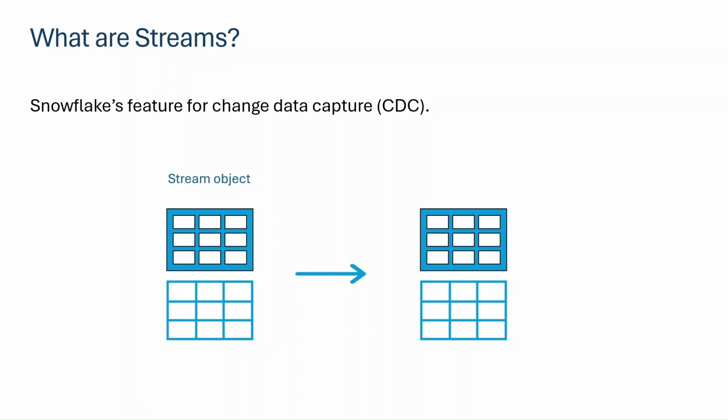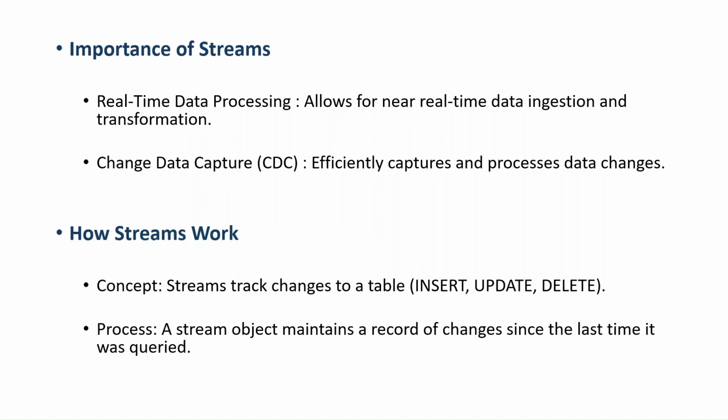including the metadata about whether the data was inserted, updated, or deleted. So extra three columns are added into this change, like action. So this metadata adds minimal storage cost, ensuring cost efficiency. So creating a stream is a straightforward process. So the importance of streams is that they help in real time data processing and also in CDC.